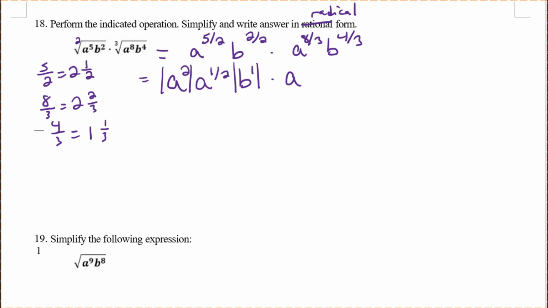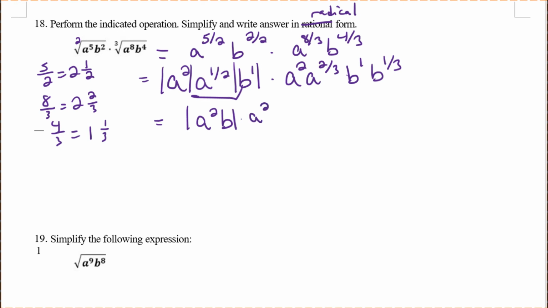For a to the 8/3, we have a to the 2 and a to the 2/3. Since I took a cube root, I don't need the absolute value there. And then we have b to the 4/3, which is b to the 1 1/3. Again, since I took a cube root, I don't need to put an absolute value there. Of course, we have the a squared there. I'm going to put the a squared in front, and I'm going to put the b in front as well.